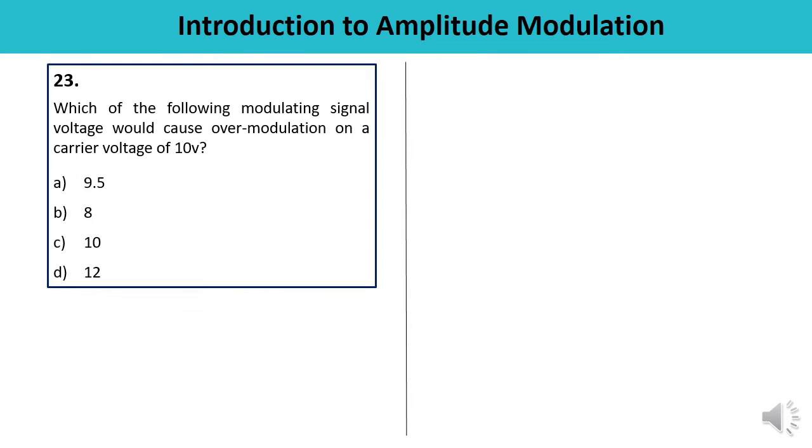Now in the next question, which of the following modulating signal voltages would cause over-modulation on a carrier voltage of 10 volt? So here we are talking about over-modulation, and in the case of over-modulation, the value of modulation index is greater than 1. Just by observing, you will get to know 12 upon 10. It will give you 1.2. It means D is the case for over-modulation. Correct one.